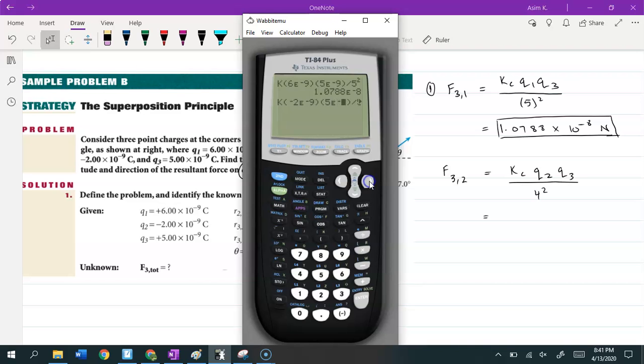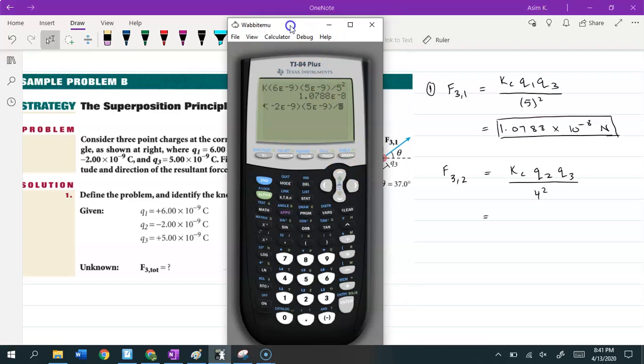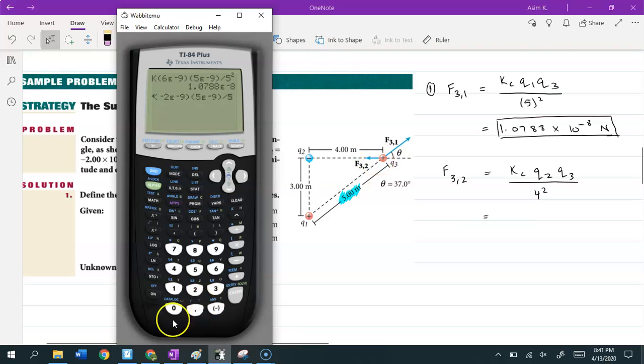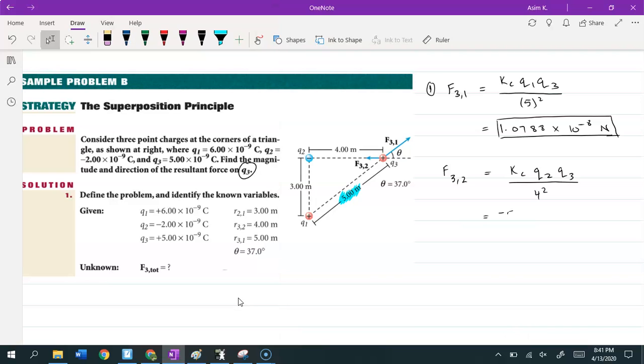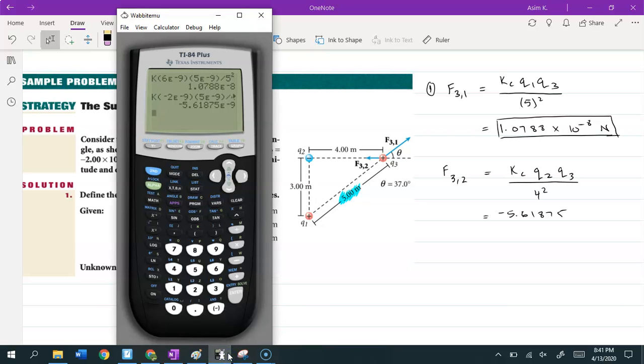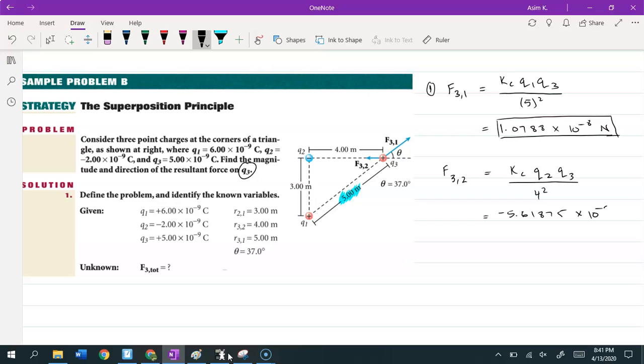And this right here is Q sub 3, and the distance between them is not 5. The distance between them was clearly labeled. It was 4. So I'm going to go ahead and change that 5 to a 4, and that 4 is still squared. And then I hit enter, and I end up with a new force of negative 5.61875 times 10 to the power negative 9.